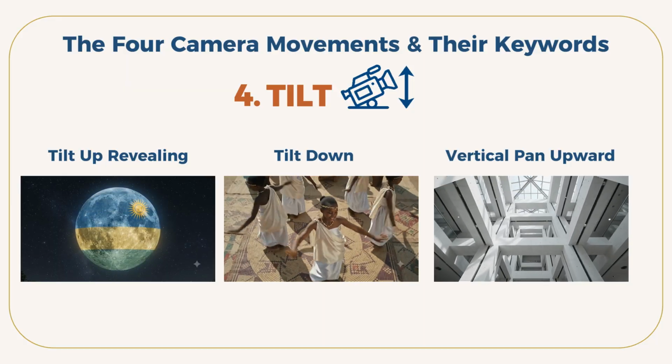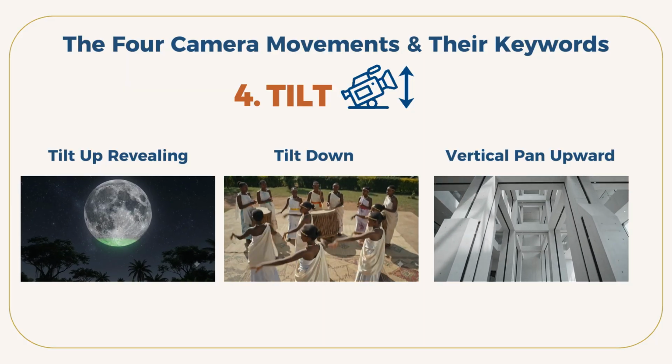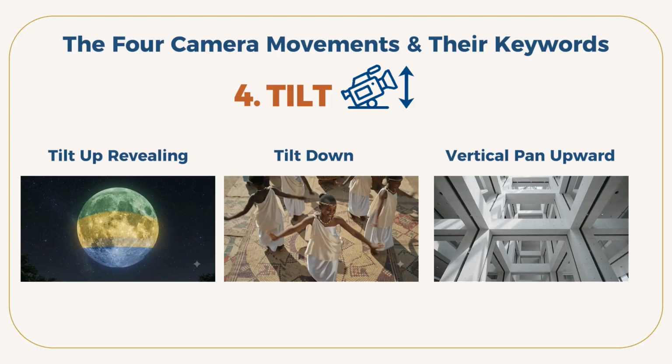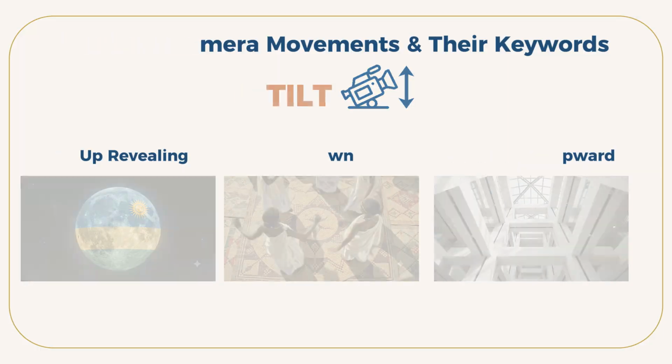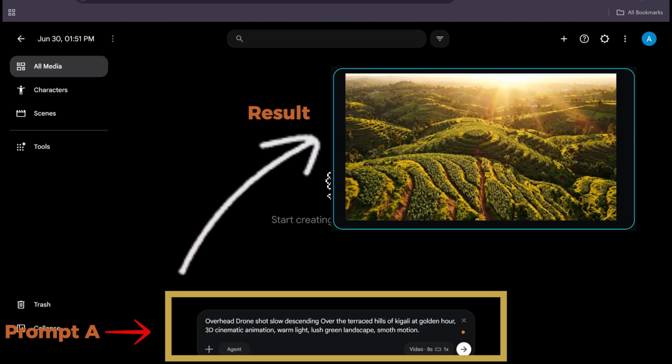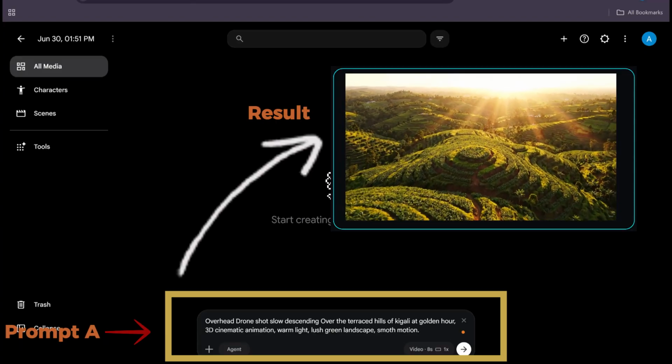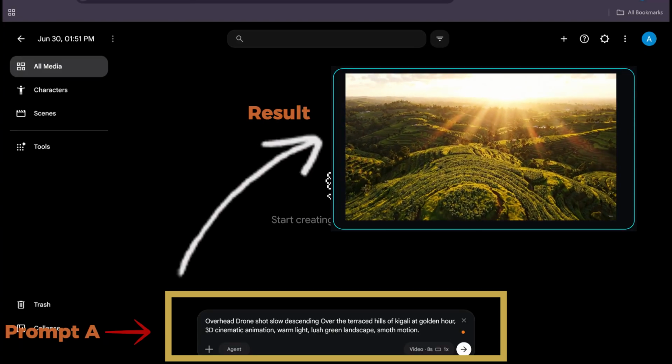These keywords work because Google Flow has been trained on professional cinematography. It recognizes the vocabulary of film, so use it. Prompt A, a drone shot over Kigali. Overhead drone shot slowly descending.